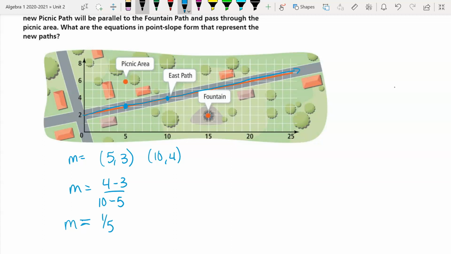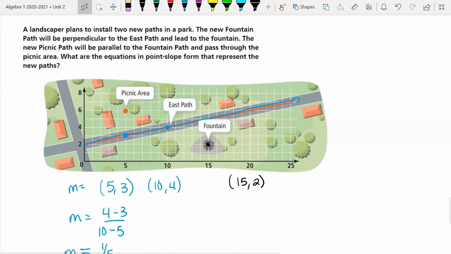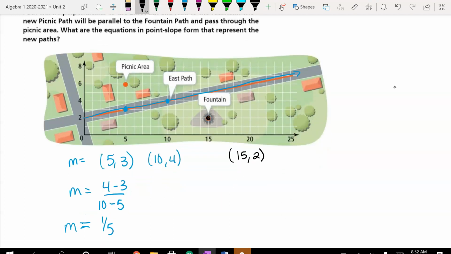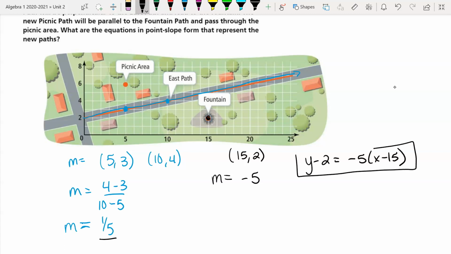All right, so now let's start with the fountain. Its coordinates are (15, 2). The new fountain path will be perpendicular to the east path. So my slope is going to be the opposite reciprocal of our east path. So it's going to be negative 5. So we're going to write it in point-slope form: y minus 2 equals negative 5 times x minus 15. So that's my fountain path.